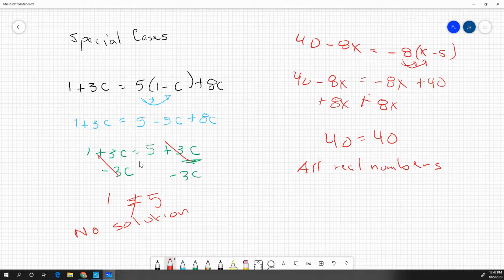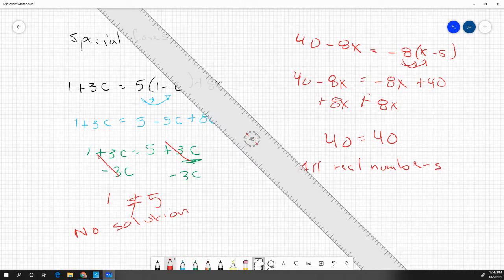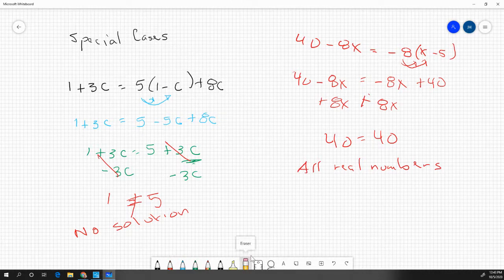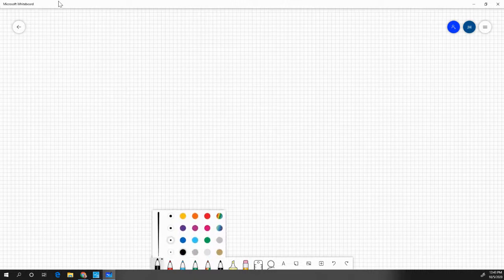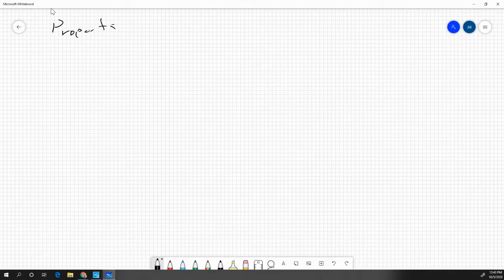Another thing we want to talk about is proportions. Let me clear this out for you. So when we're talking about proportions, you guys have done proportions before when you've done percentages and things like that. You've heard of it as cross multiplying proportions.